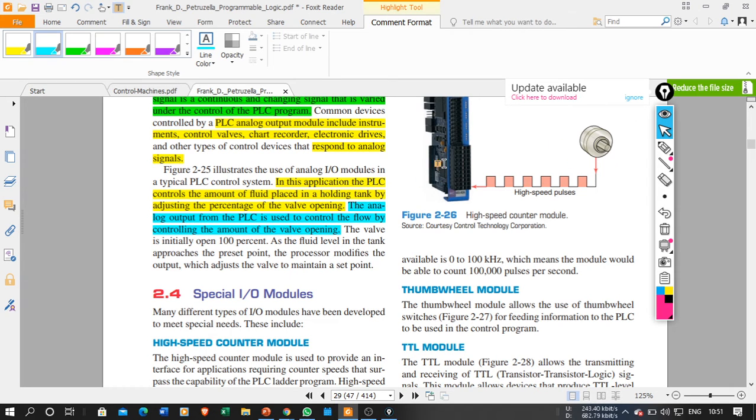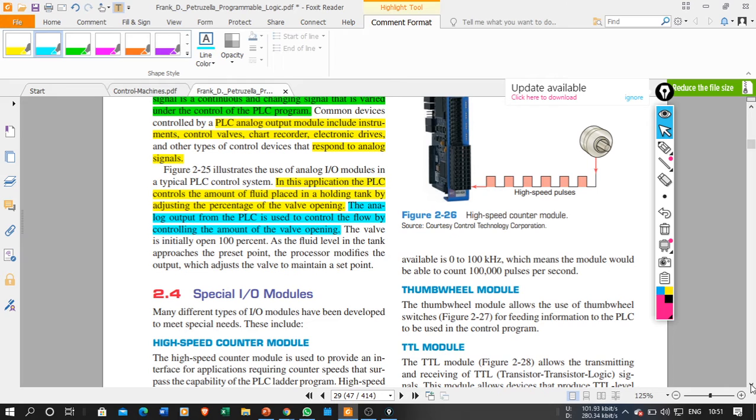Okay, so how are you going to do this? By what amount do I need to open the valve? The valve is initially 100% open. As the fluid in the tank approaches the preset point, the processor modifies the output, which adjusts the valve to maintain a set point. So initially the valve position is 100%. As the tank is being filled, we need to open it only as much as needed, so the level of the tank is maintained.